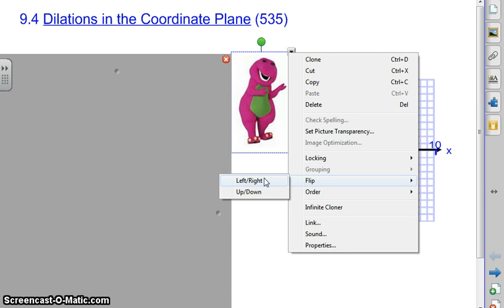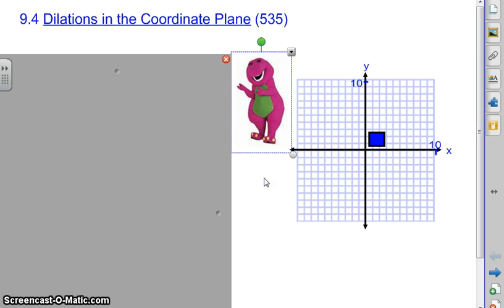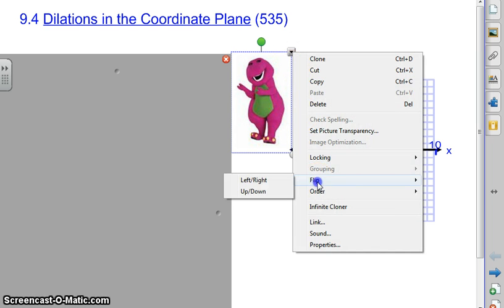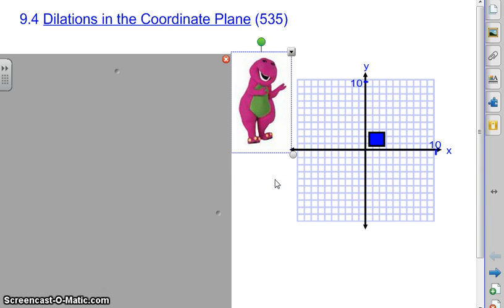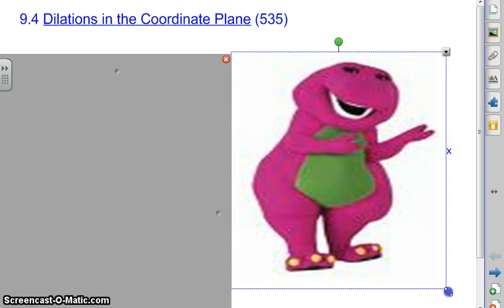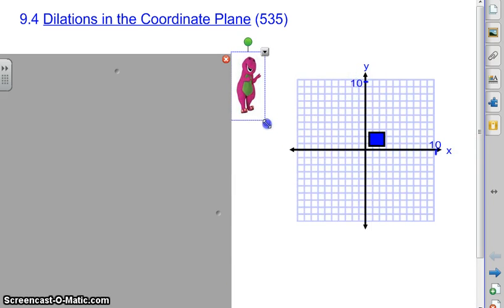Watch this reflection. Everyone looking. Charlie, please look. Ready? Ta-da! Did you see that? And here, let's do it again. And here's a reflection. Ta-da! Okay, so is he changing size there? No, but with dilation, we now get to make a mega big Barney. Okay, so that's what we're doing today.